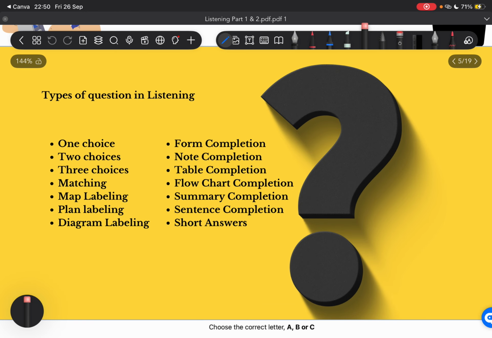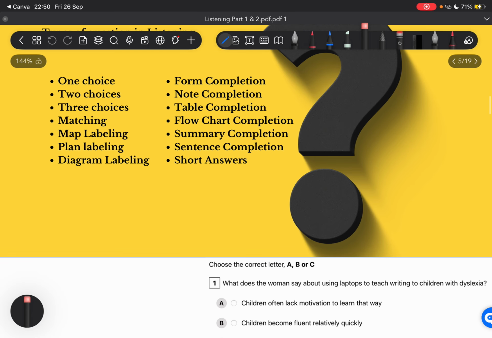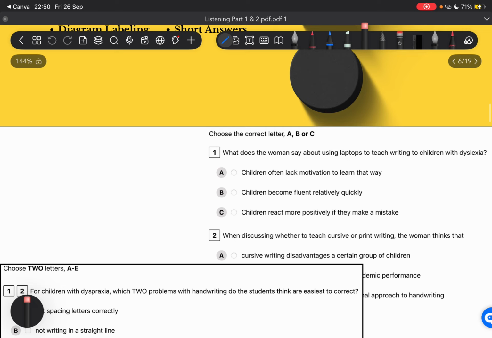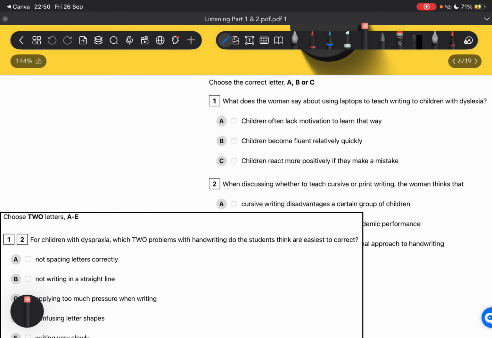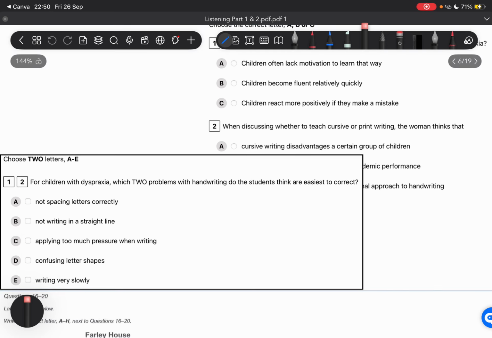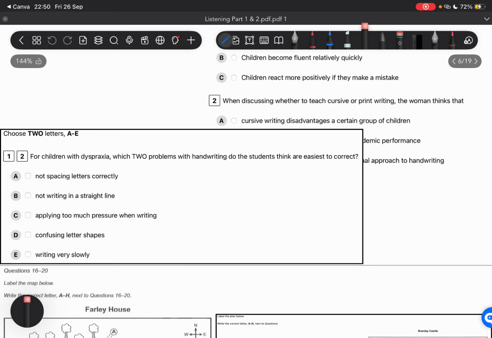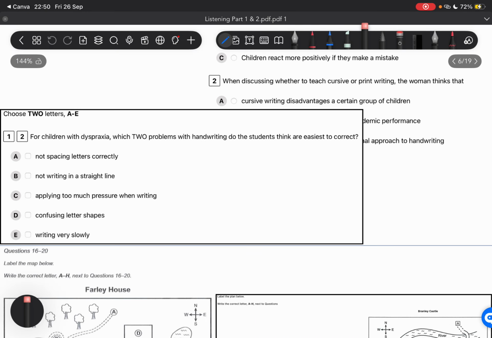As you can see here, we've got them all on the screen and here are examples of them. The first, choose a correct letter, is an example of a multiple choice task. And choose 2 letters A to E is also a multiple choice task because you are choosing. The first one is with 1 choice, the second one here is with 2 choices. Sometimes they might ask you to choose 3 letters, then it will be 3 choices.